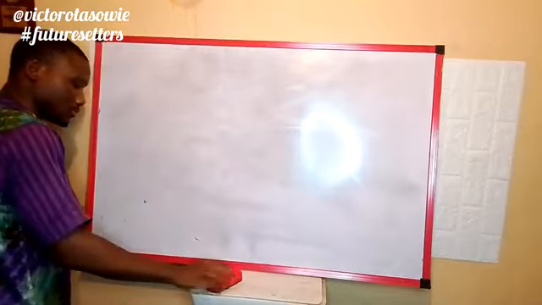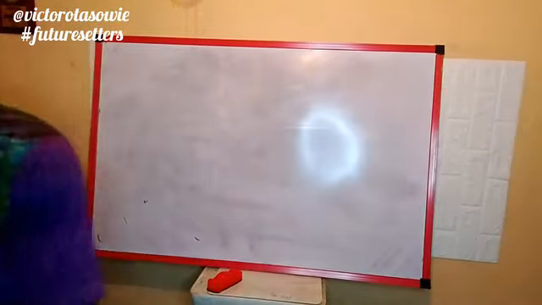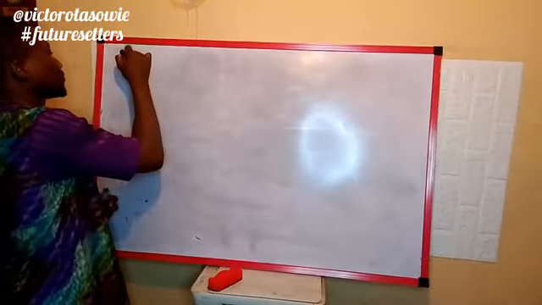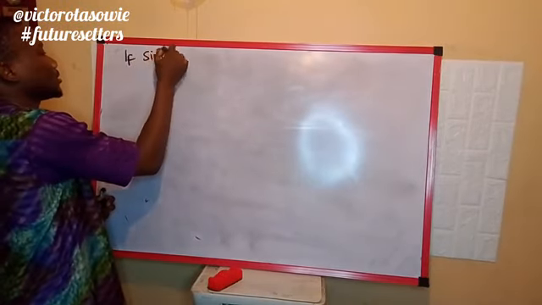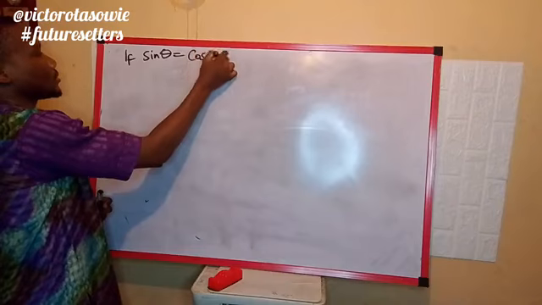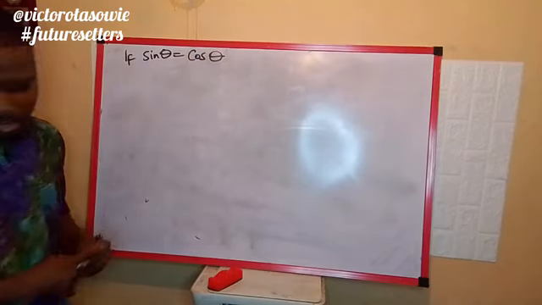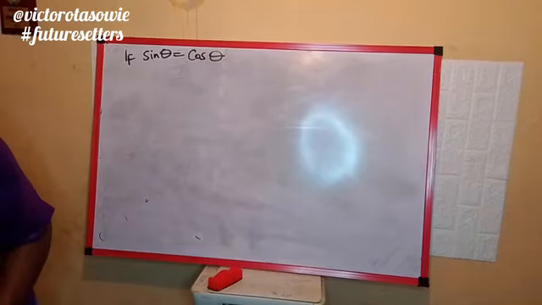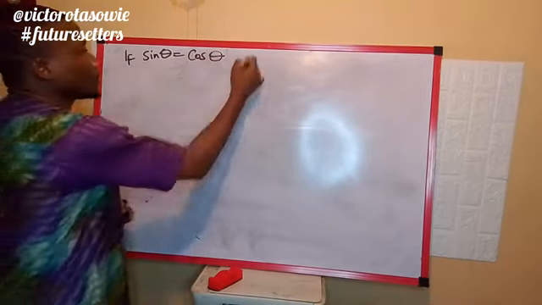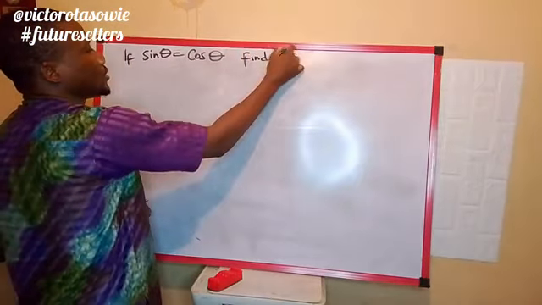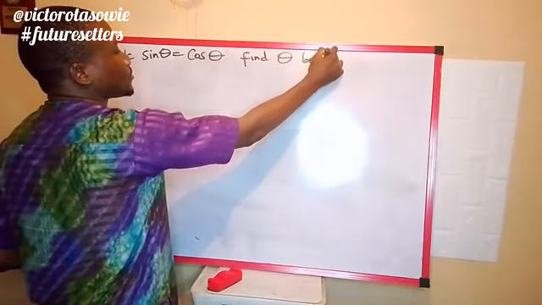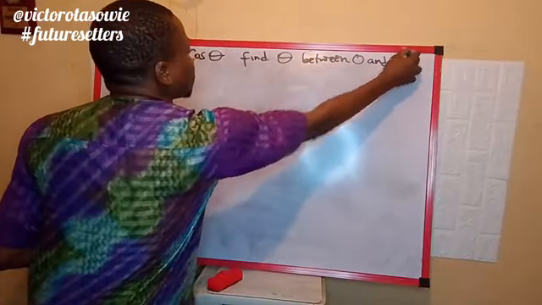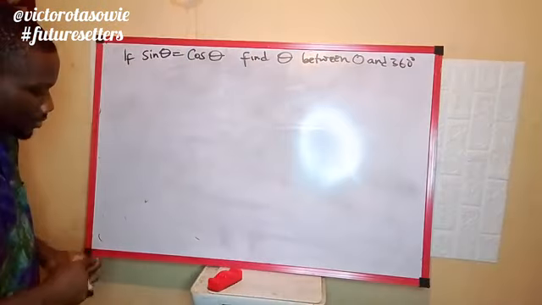Now we have some questions which we are going to solve now. We have the first question: if sine theta equals cos theta, find theta between 0 and 360.